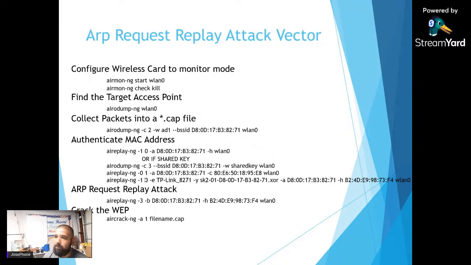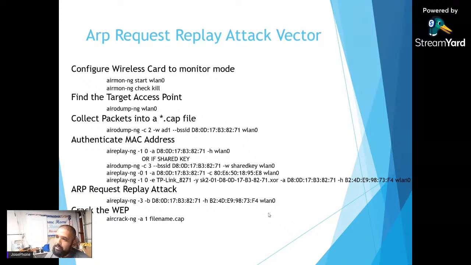I'm specifically looking for the ARP packet so that I can leverage the ARP request replay attack exploit on this network. The command that I used was aireplay-ng -3, which is the ARP request replay attack, on the MAC address for the access point, which is this one, and spoofing this MAC address for my wireless adapter.